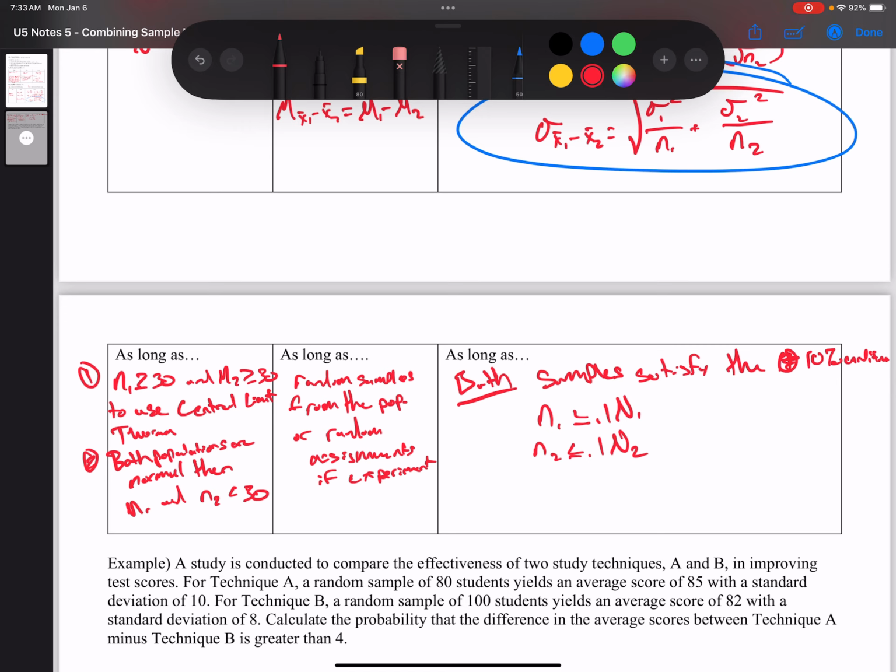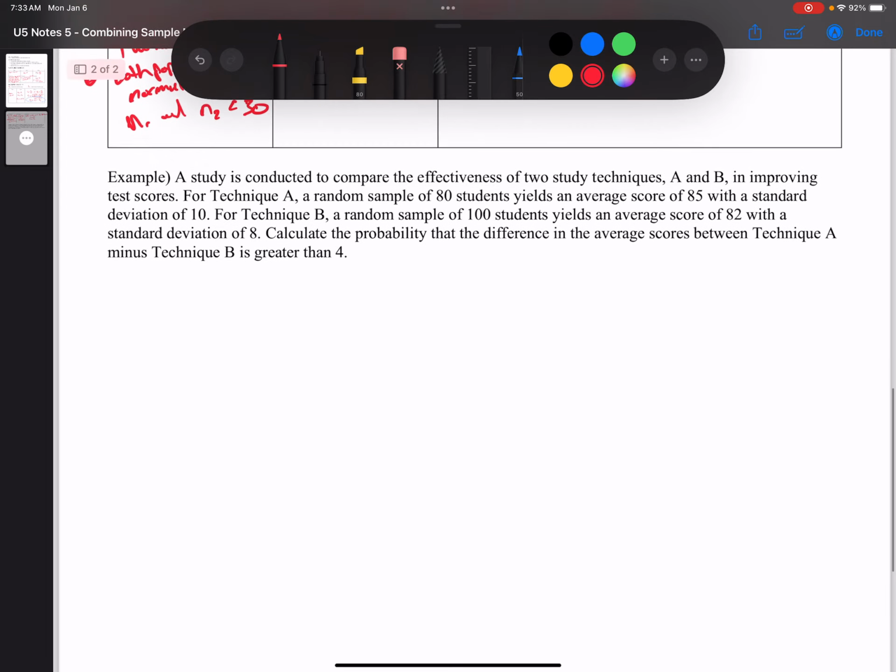Okay, so I'm going to stop this first part of the notes here, just to make sure that I stay under 10 minutes. The next video is going to go over this example.